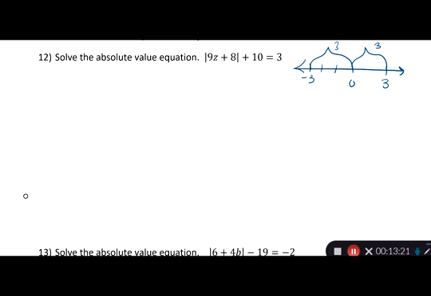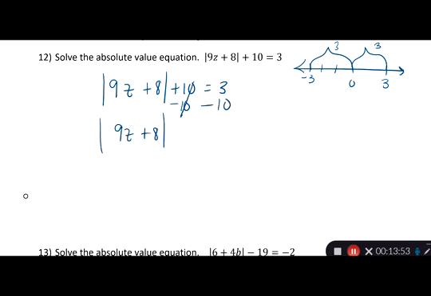So, again, first thing we need to check is that an absolute value, whatever's inside, is not equal to a negative number, right? It can never be equal to a negative number. You can't have a negative distance. So looking at this one, we're good. We have |9z + 8| + 10 = 3, right? So the first thing we need to do is get the absolute value equals something else. Minus 10 minus 10, I get |9z + 8| = -7, okay?